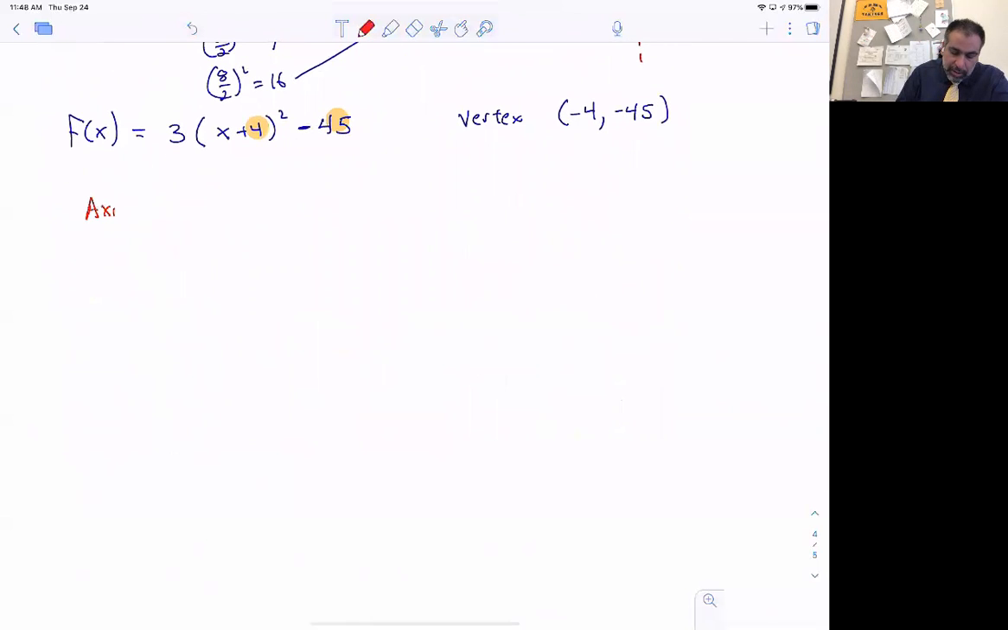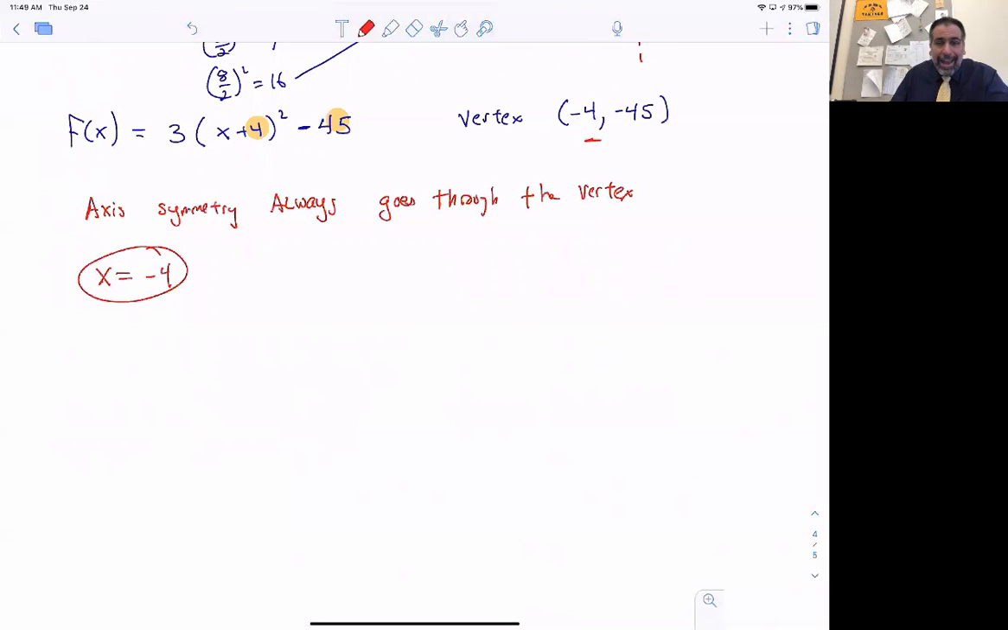The axis of symmetry always goes through the vertex on a parabola. So once you've found the vertex, the axis of symmetry is a linear equation. It's a vertical line. All vertical lines have an x equals equation, and it will always equal the x value of the vertex. So in this case, negative 4. So the axis of symmetry here is x equals negative 4.